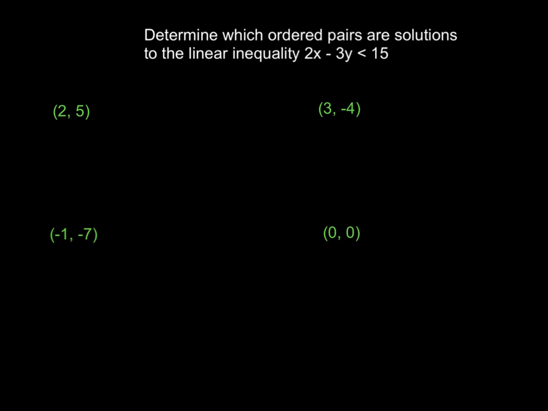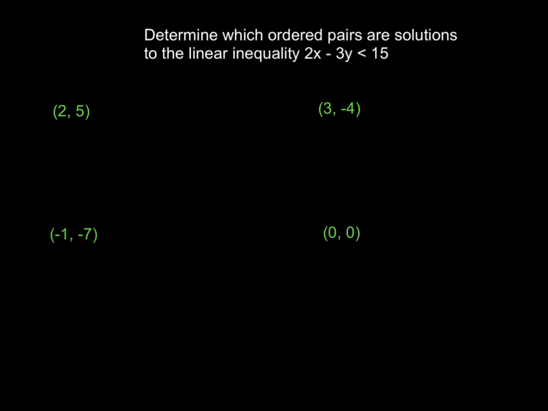This is the day one video over linear inequalities. This section starts out very similar to our linear equation unit. So the first thing that we have here, it says to determine which ordered pairs are solutions to the linear inequality 2x minus 3y is less than 15.